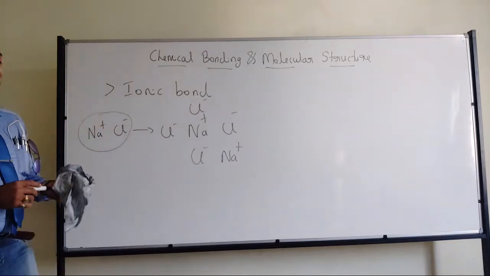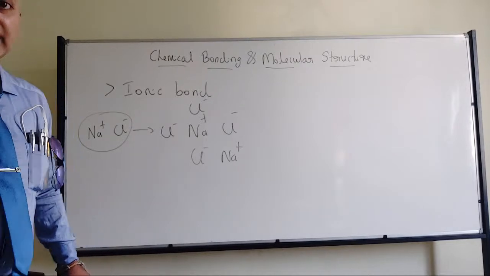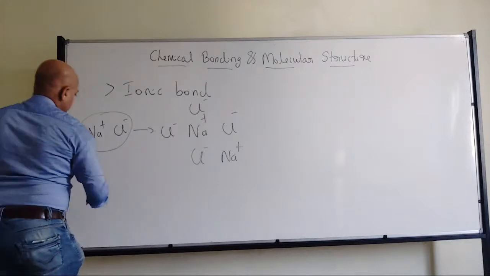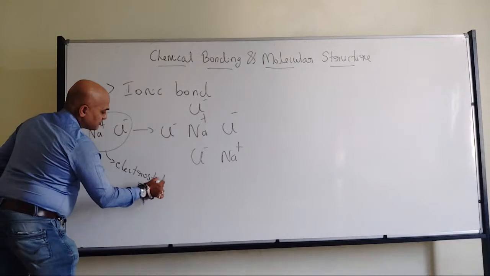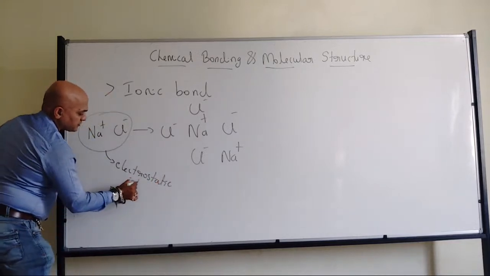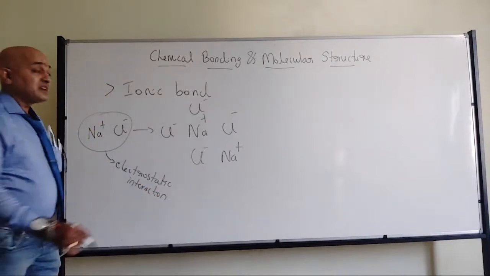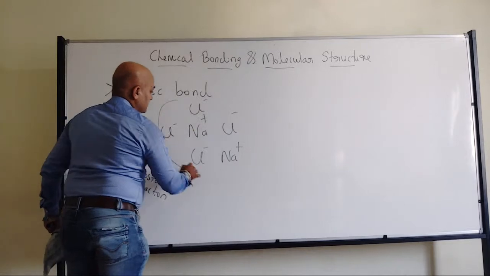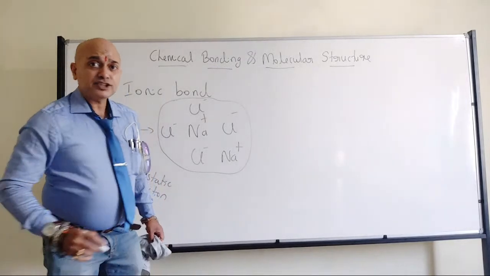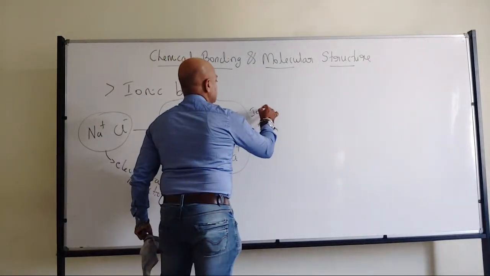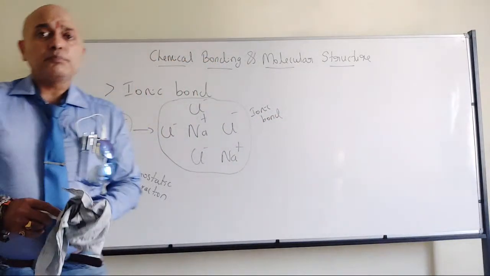It's an electrostatic interaction, which is an example of a non-covalent bond. But when I am talking about a crystal, where multiple interactions will be there, then together they are called an ionic bond.